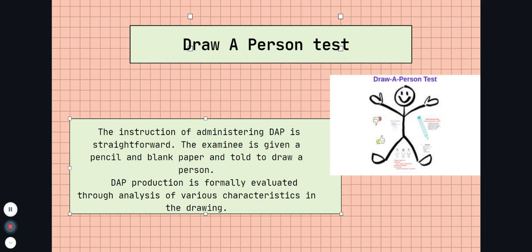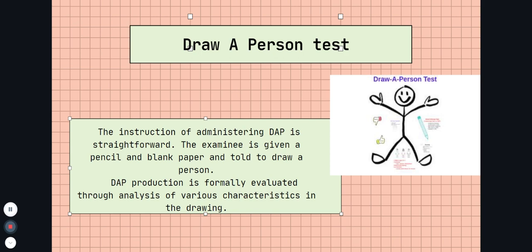Also, it is said that the characteristics of the individual drawn matter. For example, unusually large eyes or large ears suggest suspiciousness, ideas of reference, or other paranoid characteristics. So, if there are parts of the person drawn by the child that are very large or very small, that would be the basis of the assessor for the rating or the scoring of the child's work.